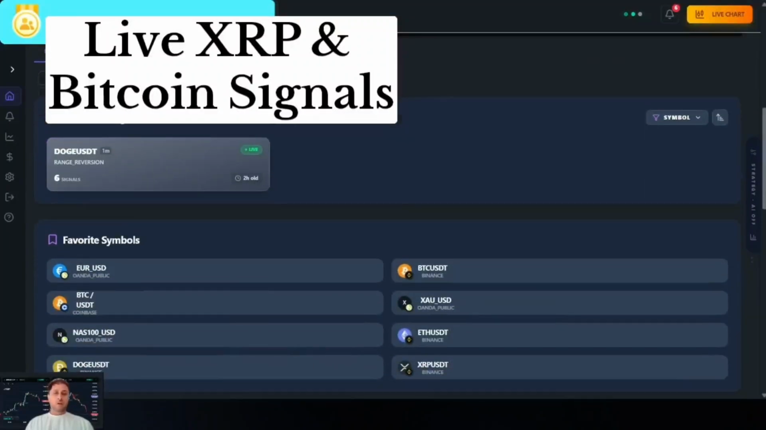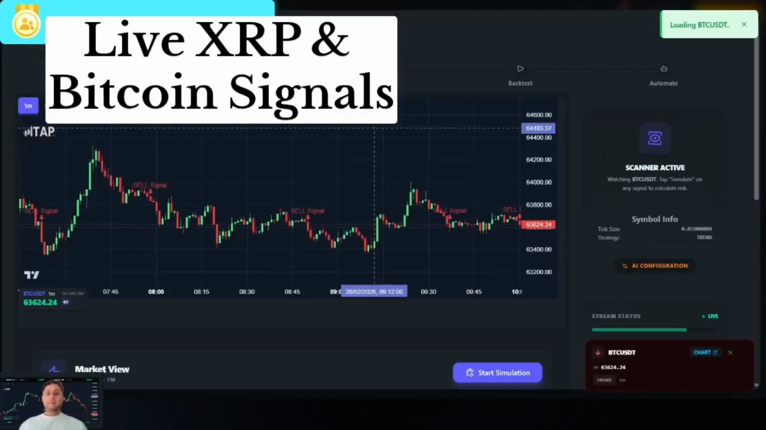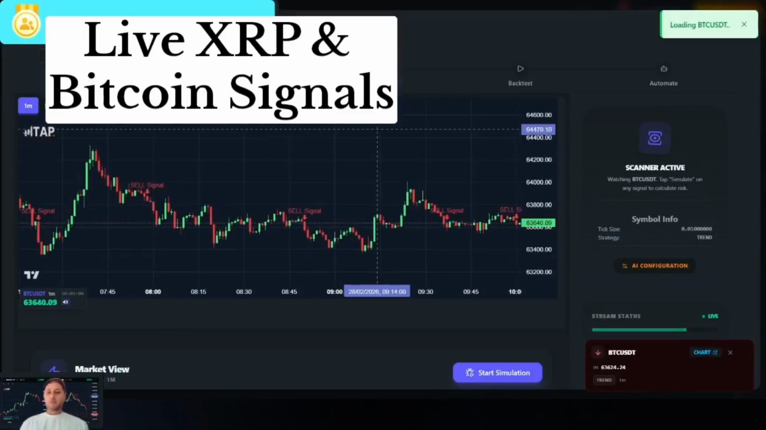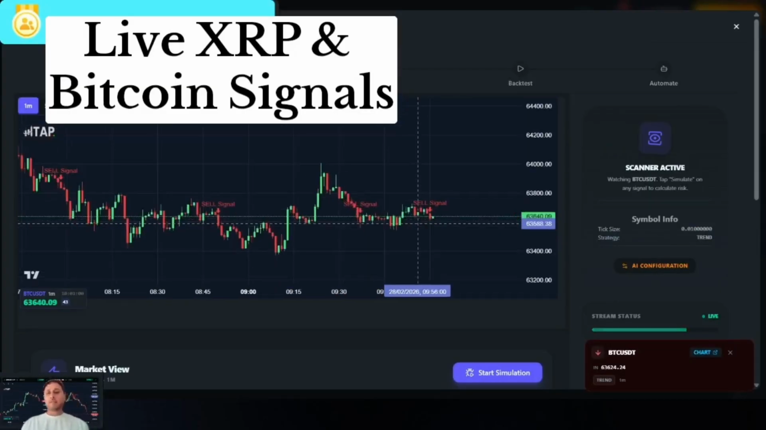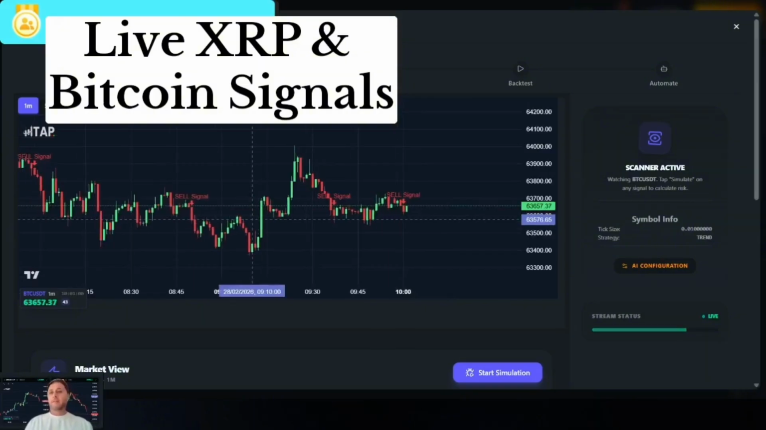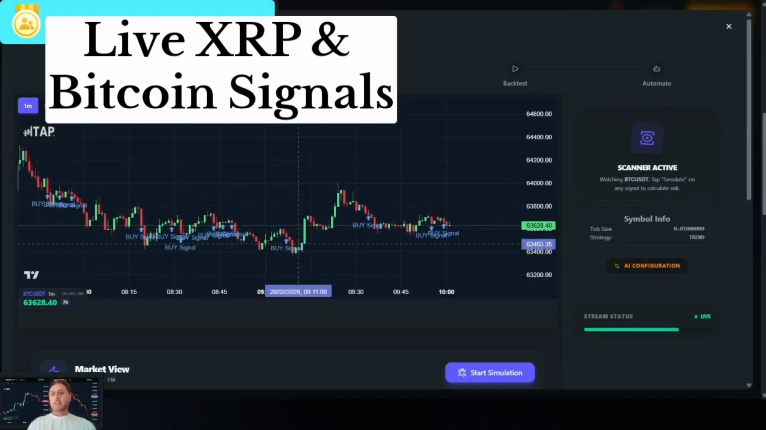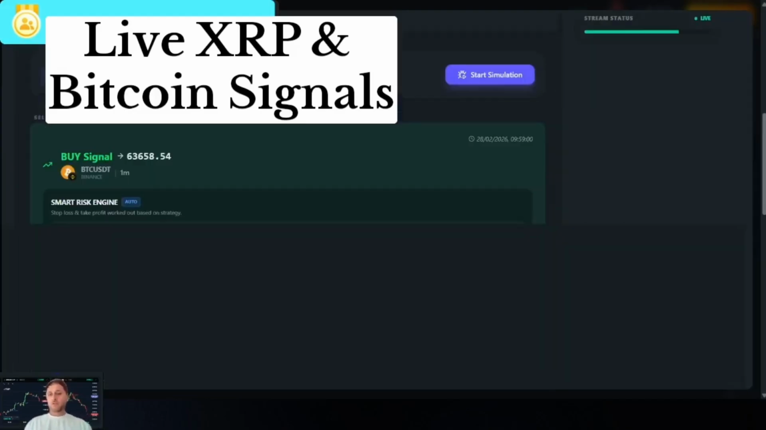What I would do is set up Bitcoin as well. Scan for opportunities first and see which strategy I can use to trade with. Once I find the strategy, I will lock it and let the signals come in. Which strategy do I choose?